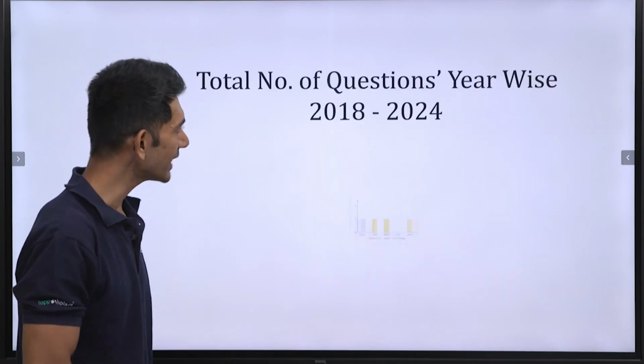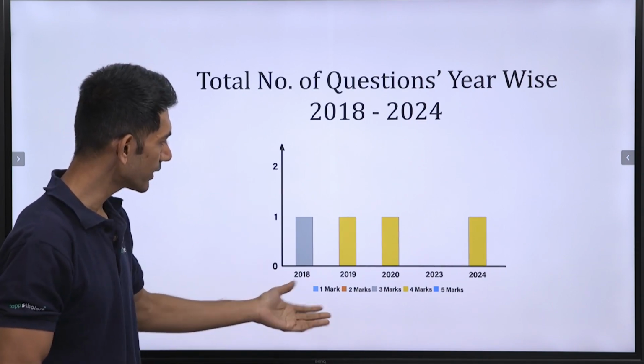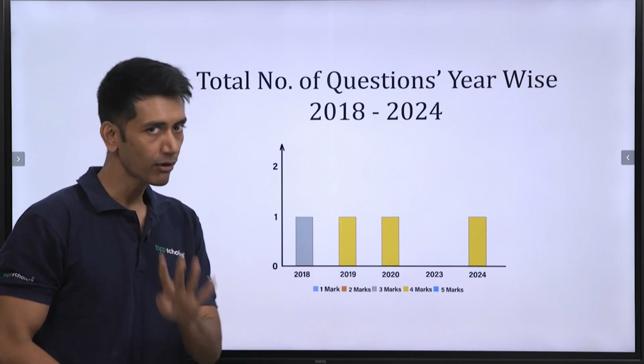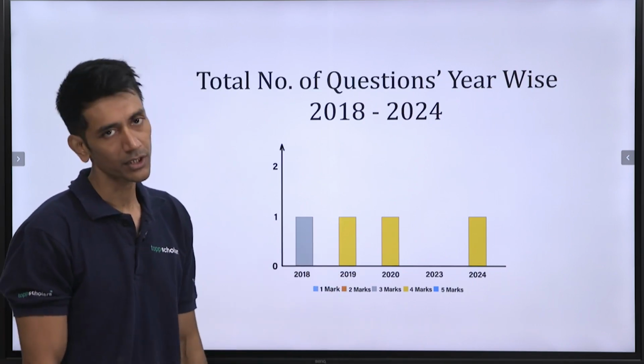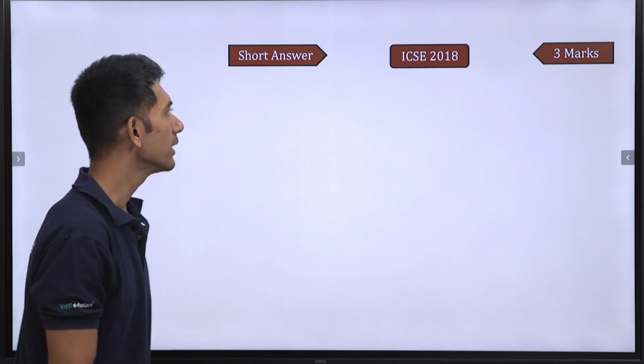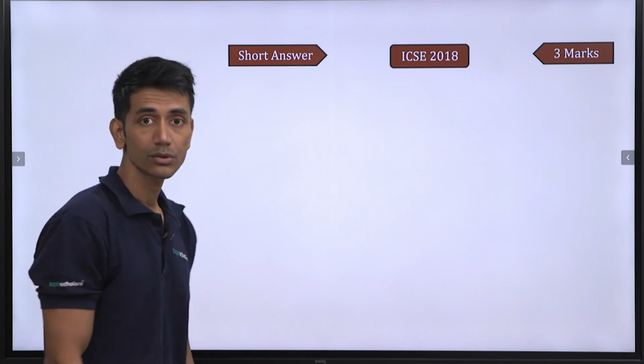So let us try to understand what all different types of questions were previously asked. You can see over here, majorly, a question which is of 4 marks. You can also have a question of 3 marks as well. We are going to discuss all these problems. So this is the first problem for 3 marks, which was asked in ICSE 2018.